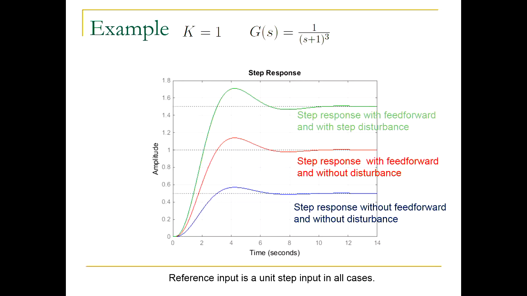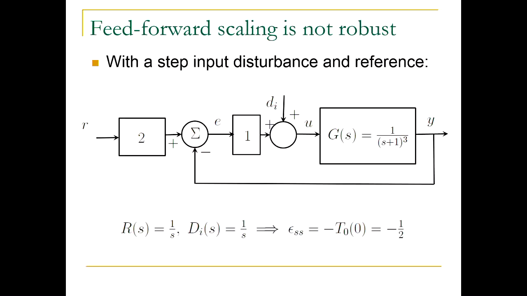When I say that this approach is not robust, I think about disturbances or plant uncertainty, but I concentrated more on disturbances. So this is all good. By the way, reference input is a unit step in all cases. In this case, and in the green case, I also used a step disturbance. So in the green case, I had 2 step inputs into the system. And I just simulated the outcome.